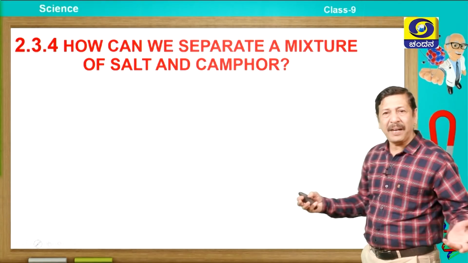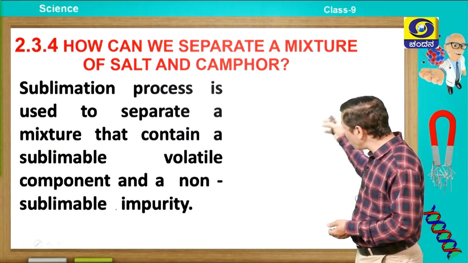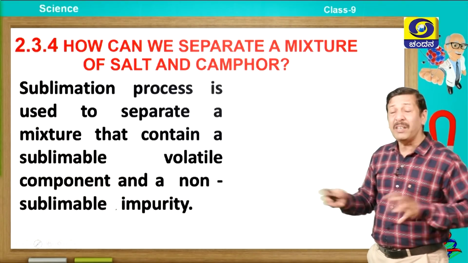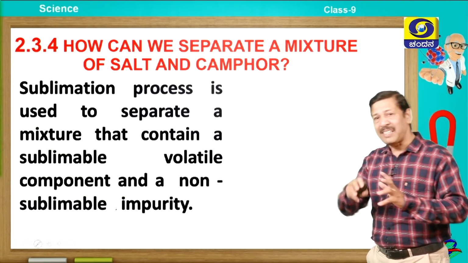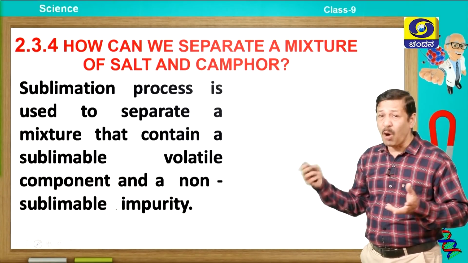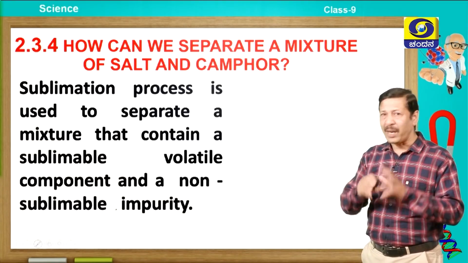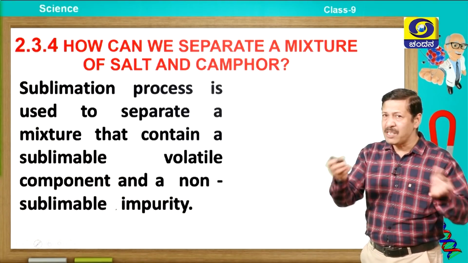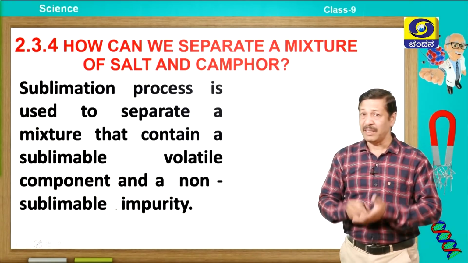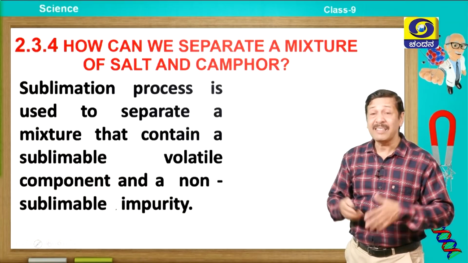How can we separate a mixture of salt and camphor? Sublimation is the process used to separate a mixture which contains a sublimable volatile component and another non-volatile, non-sublimable substance. One is sublimable and one is non-sublimable, then you can easily separate. This is called sublimation.